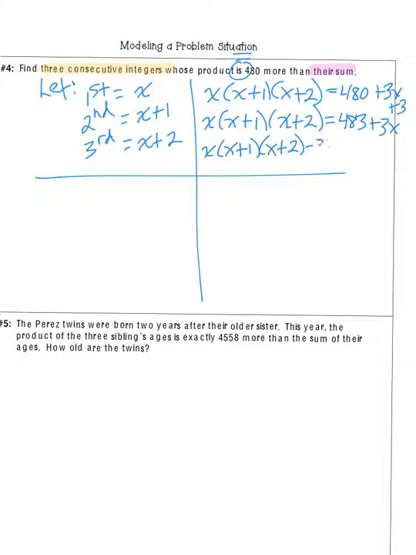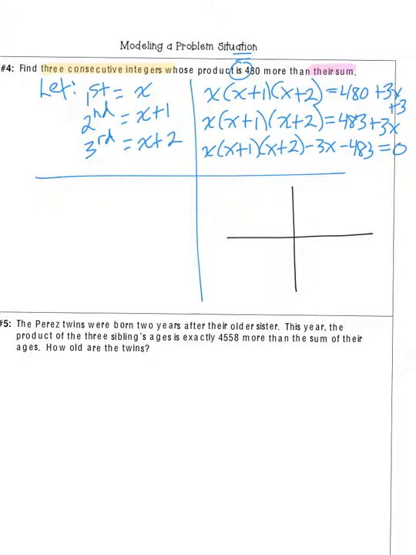Then I'm going to subtract the 3x and subtract the 483, and now I have one side equal to 0. What I want you to do is put all of this into y equals in your calculator. So go ahead and put this into y equals in your calculator, and then you're going to hit graph.